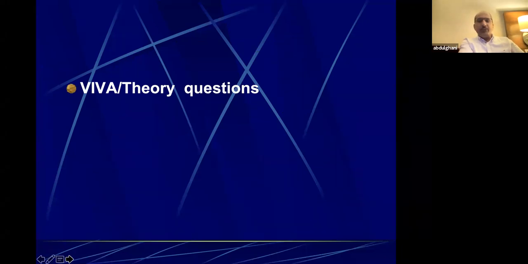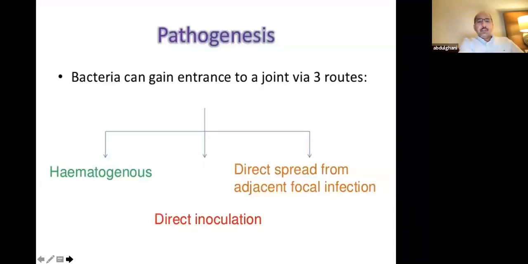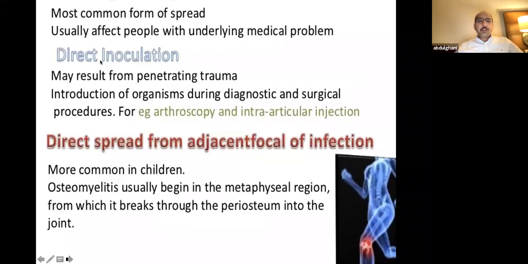Lastly, just a few questions about the viva or theory. Infection can be, because most common route is hematogenous, but it can be direct spread from adjacent local focal infection or maybe direct inoculation. Direct inoculation may result from penetrating trauma, or from introduction of organism during a diagnostic or surgical procedure, for example, arthroscopy or intra-articular injection.